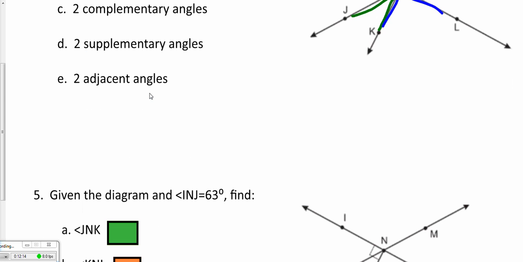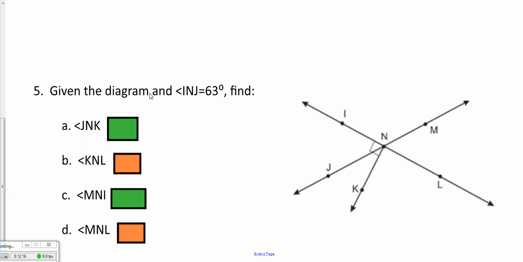Oops, I think we're missing, here we go. Number 5. Given the diagram and the fact that angle I, N, J is 63 degrees, we need to find everything else. Well, right now, these aren't necessarily labeled. So we're going to label I, N, J as 63 degrees. Given that information, we need to start finding some other pieces.